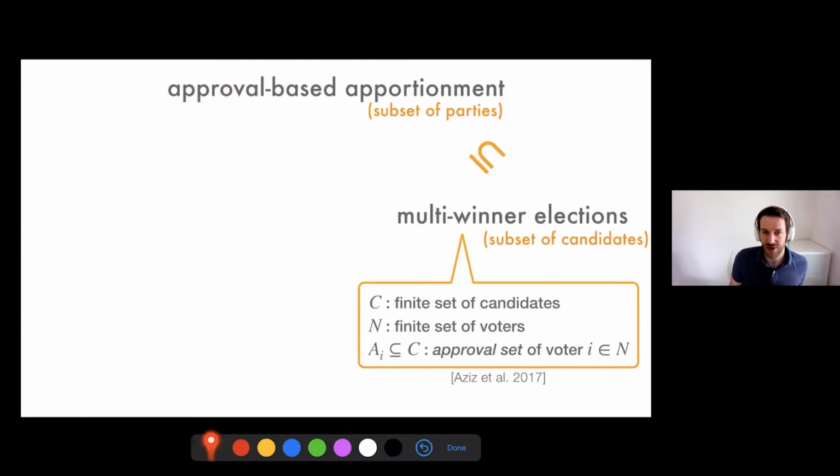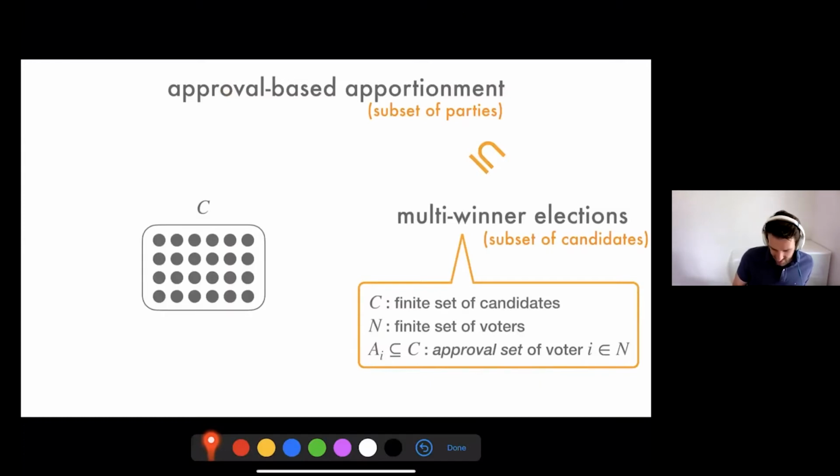So how can we now position approval-based apportionment as a subdomain of this setting? Well, if you put this into a figure, in the general setting, we simply have some arbitrary set of candidates without any structure, and approval sets can be arbitrary subsets of this set of candidates. So an approval set, for example, could approve those two candidates, or maybe those four, or those three, and these approval sets can be arbitrarily overlapping. There is no restriction whatsoever.